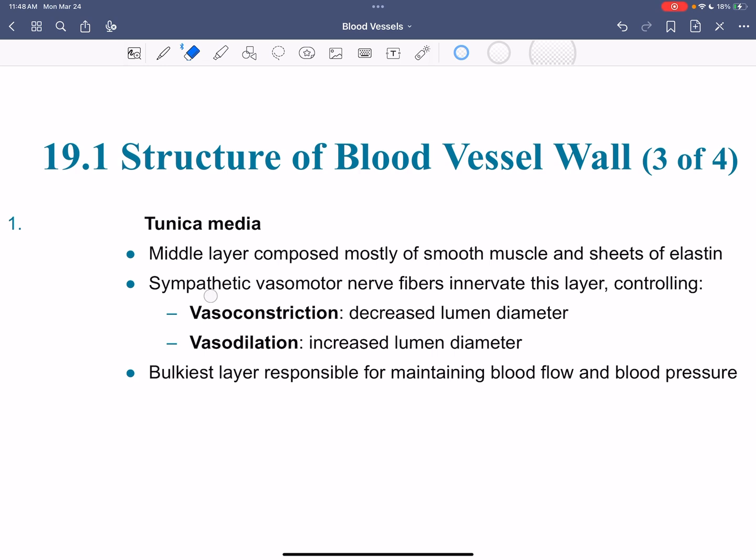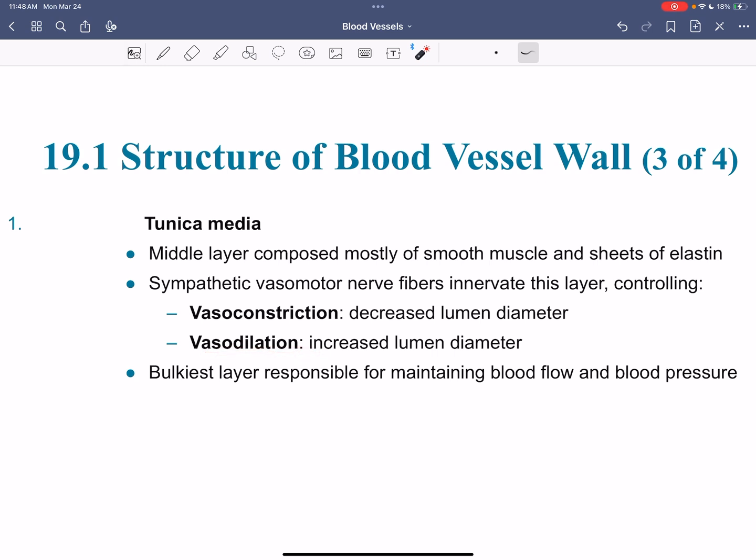We also have sympathetic vasomotor nerve fibers that innervate this layer, right? Because it's a smooth muscle layer. So the sympathetic vasomotor nerve fibers innervate it. And of course, what this does is help us with what we'll generally call vasomotion, which is both vasoconstriction and vasodilation.